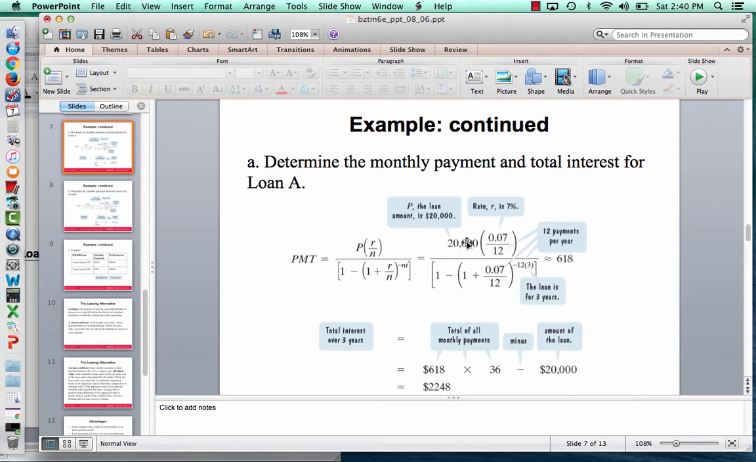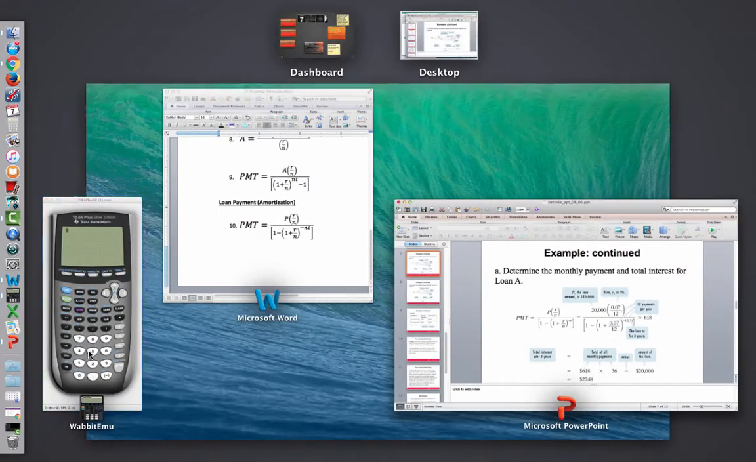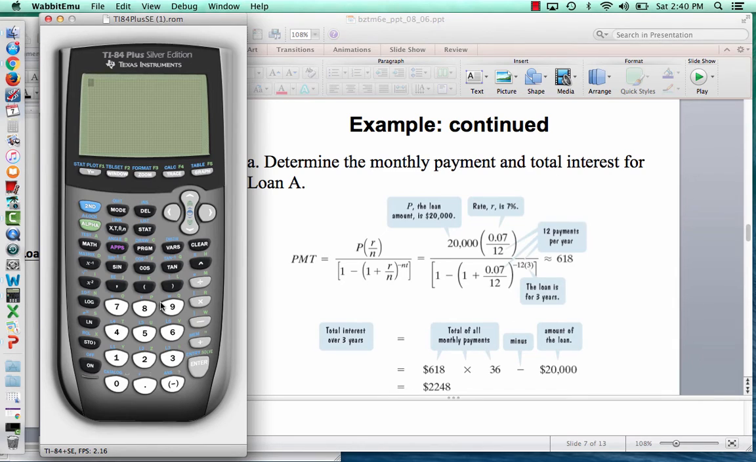So we're borrowing $20,000. The interest rate is 7%. We're doing monthly payments, so we're going to plug this all in. They rounded to the nearest cent or to the nearest dollar. I'm going to round to the nearest cent. So I'm going to type 20,000 times 0.07, which is the interest rate, divided by 12 monthly payments. So I have my parenthesis there. Then I'm going to divide. Now I have a bracket here, so I'm just going to use a parenthesis. 1 minus another parenthesis here, 1 plus 0.07 divided by 12.